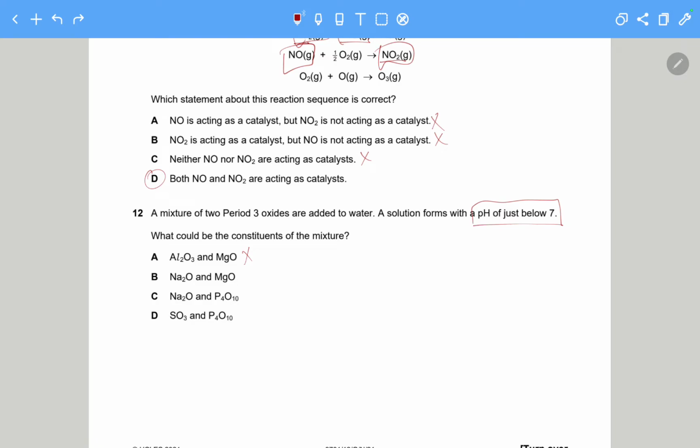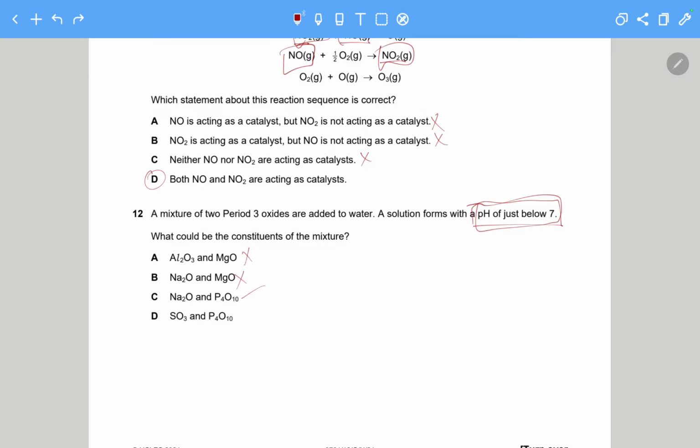Option B, Na2O and MgO. Now both of these will dissolve to give an alkaline solution, so this is not correct. Na2O and P4O10. This can be correct because Na2O will dissolve to give an alkaline solution, P4O10 will dissolve to give an acidic solution. So overall the pH will be about neutral, which means just around 7.